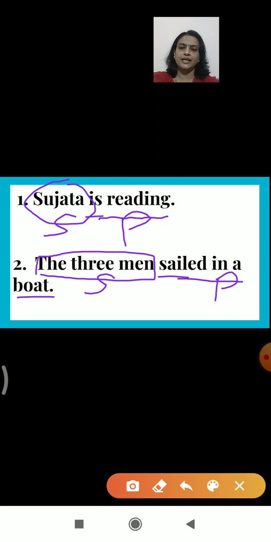Now without a predicate, the sentence will be incomplete. So we always need a predicate. We just cannot say Sujata. Does it make any sense? No, right? So we need the full sentence, that is, we need a subject, and for the subject we need a suitable predicate also. So Sujata is the subject, is reading is the predicate. And the second one, about what are we talking, the three men. If we write only the three men, will it make any sense? No. So we need a suitable predicate. We just cannot add anything. The three men sailed in a boat. So we are talking about these three men. What are they doing? So it becomes the predicate. So that is subject and predicate for you.